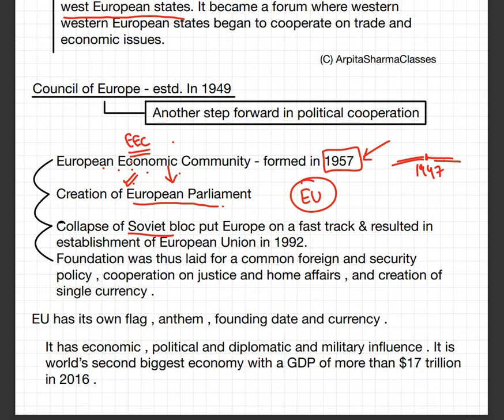And we know that the Soviet bloc, that is the USSR, collapsed in 1991. That is why the European Union was established: a decision was made in the European Parliament that after the Soviet Union disintegrated, in 1992 we are going to establish the European Union. So as soon as the Soviet Union disintegrates, the USSR breaks up, the decision is taken in the European Parliament that in 1992, the very next year, we will now establish our European Union here. And that is how the European Union came into existence.